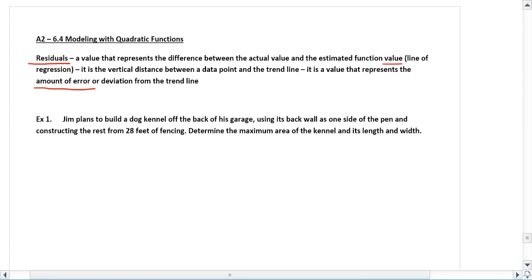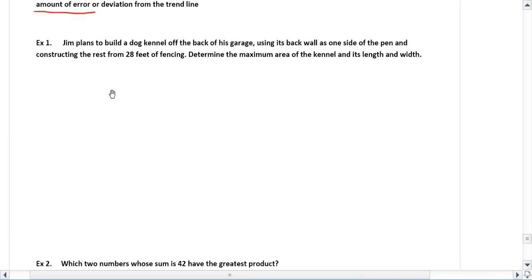So let's start these word problems. The first one, I believe I printed these out so that you don't have to write them down this time. So just read number one, building a dog kennel, and I'm going to draw a picture to go along with the problem.